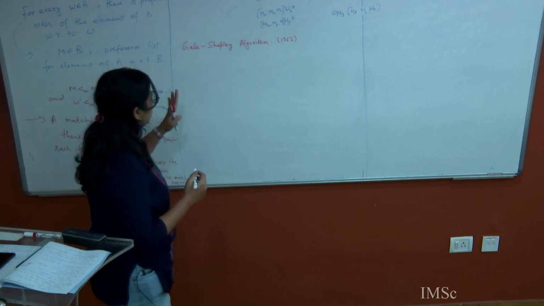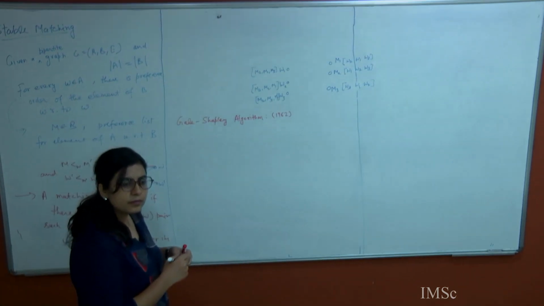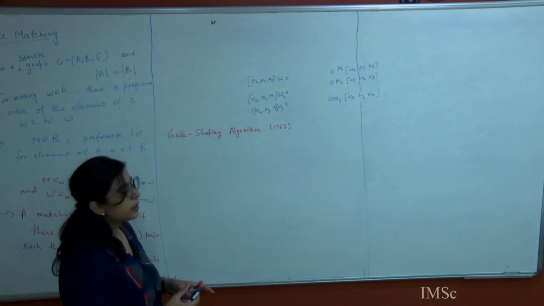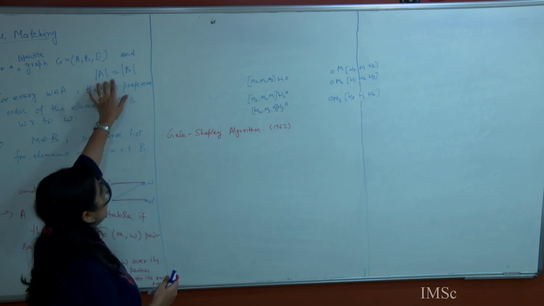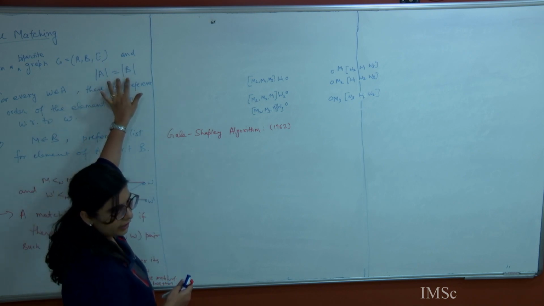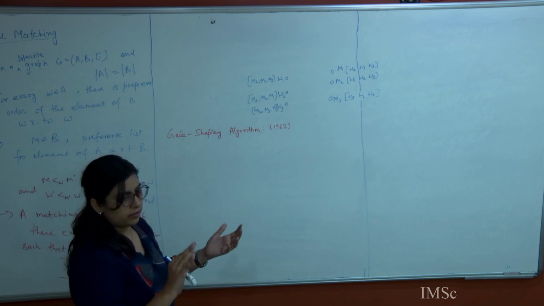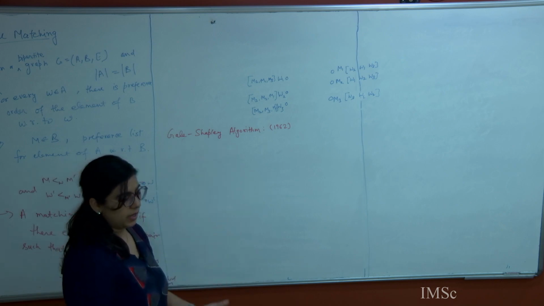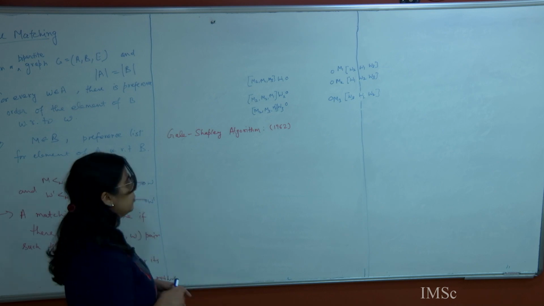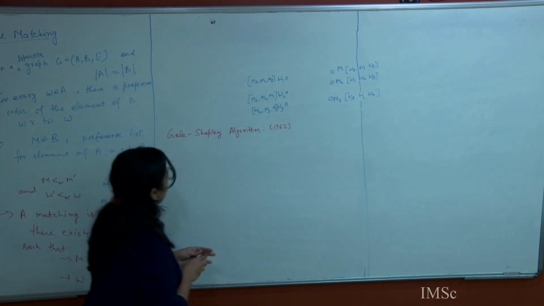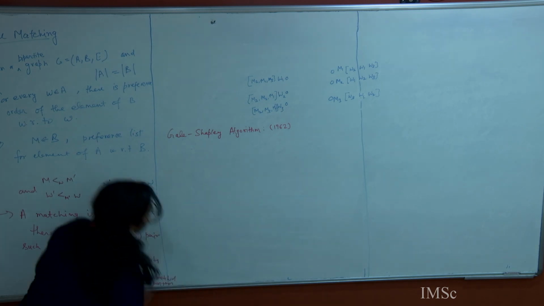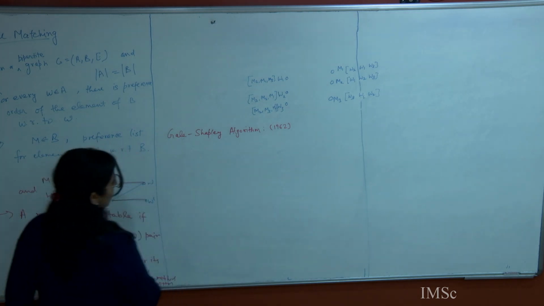Okay. Yes, this will be a perfect matching because we are taking the cardinality of A and B to be equal, and we want at the end that every man is married, and the women also. Okay. This will give us a perfect matching, which is also stable.